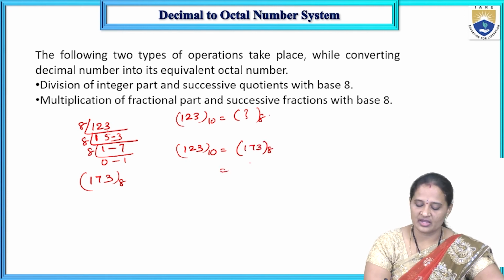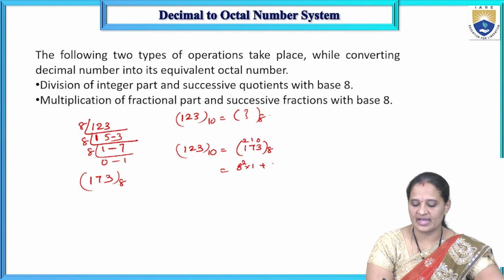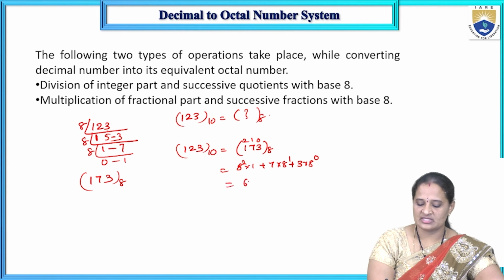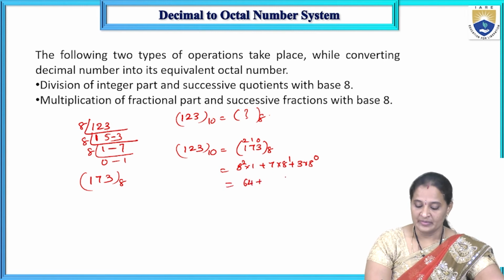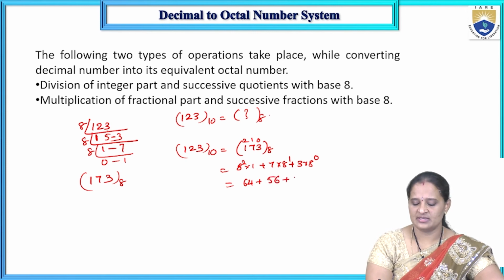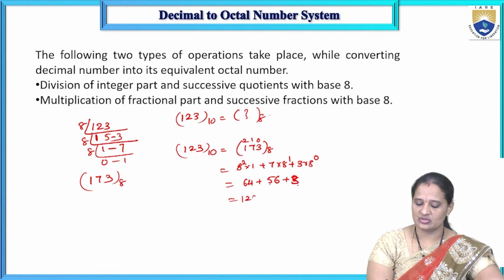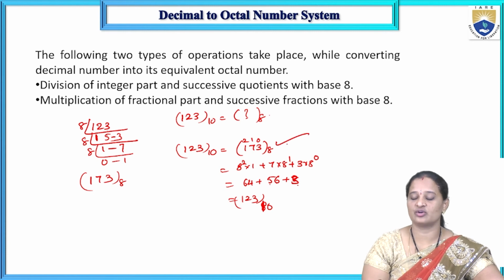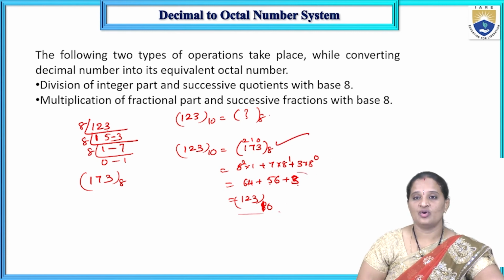So you can verify it. So how can I verify it? Positional weights are: 8 power 2 into 1 plus 7 into 8 power 1 plus 3 into 8 power 0. So how much? 64 plus 7 into 8, this is 56 plus 3. So how much is it? 64, 70 plus 120, 120 plus 3, 123. So like that also you can cross verify. Actually this is not needed. I am just verifying whether this is correct or not. So if I add all this, I'll get 123.